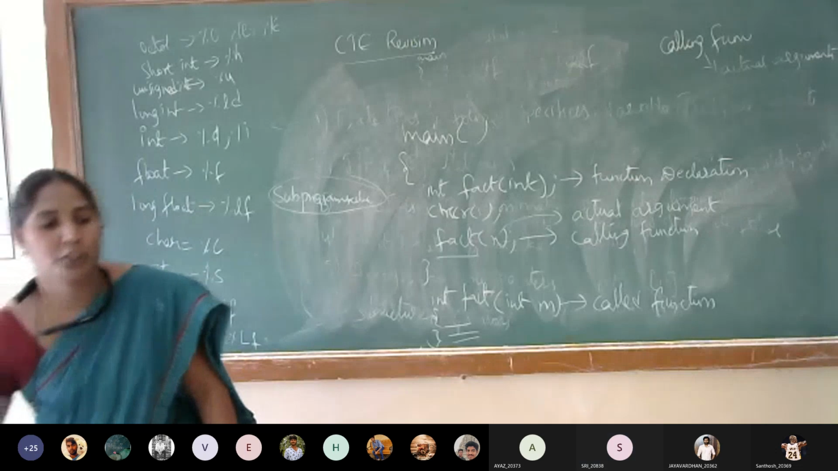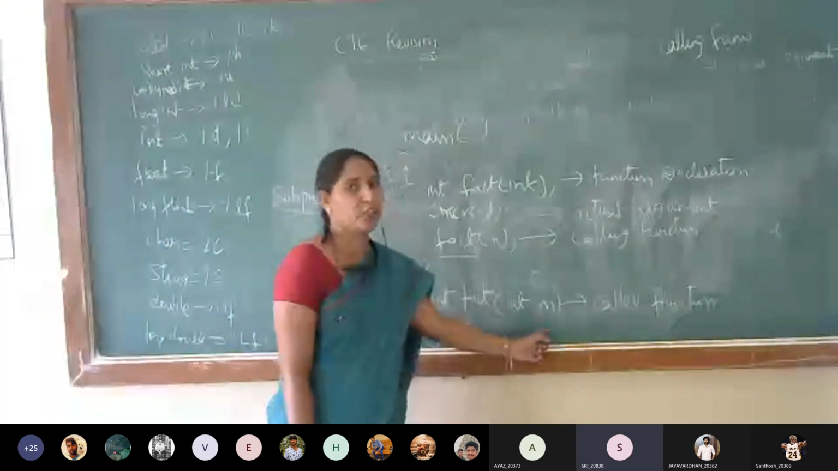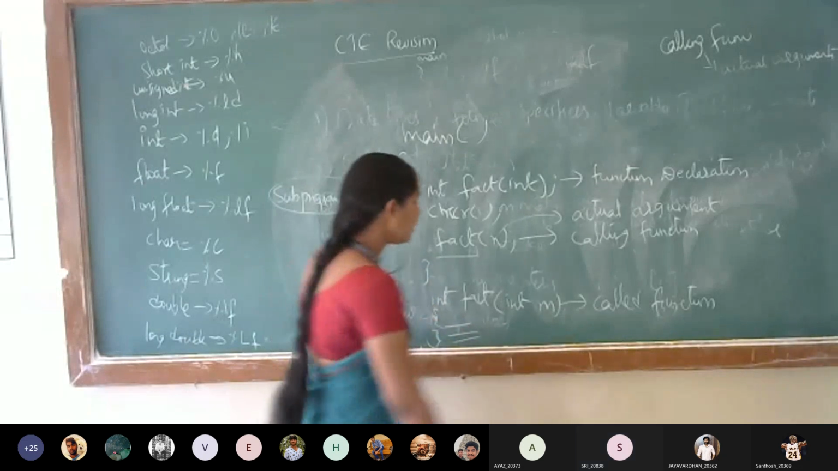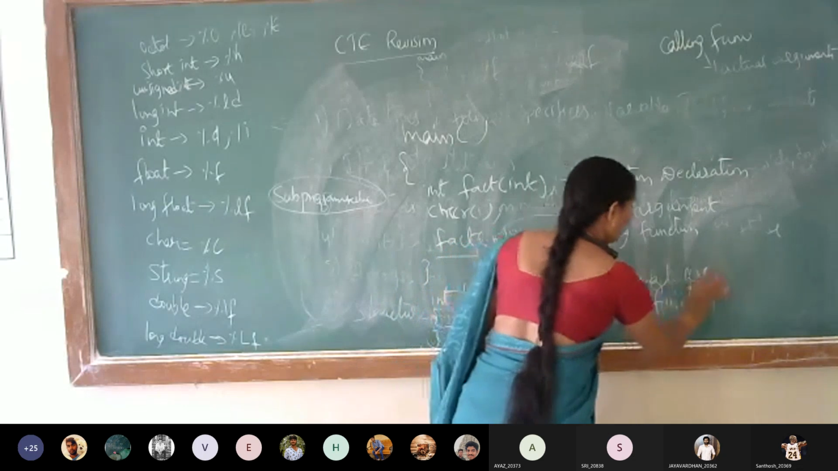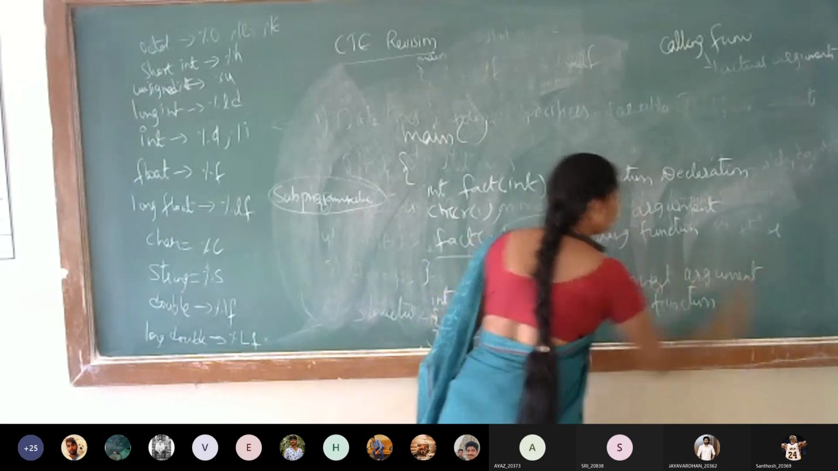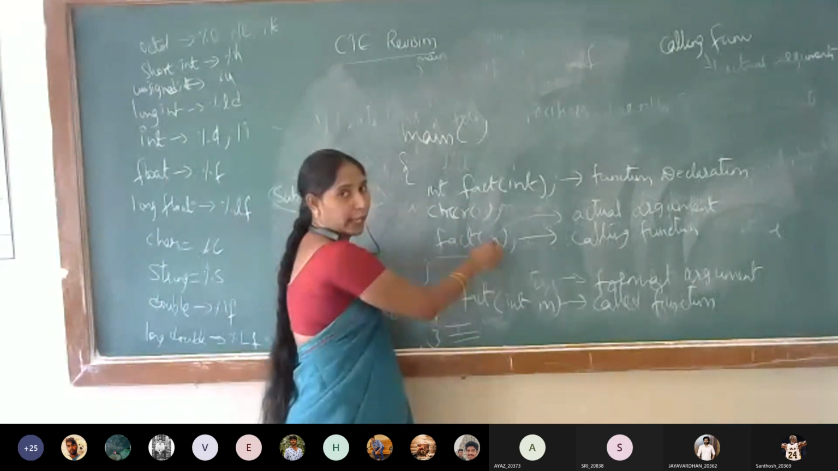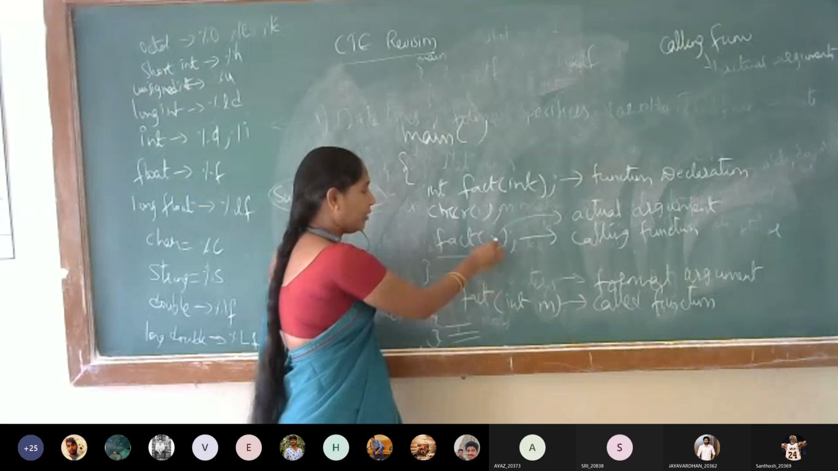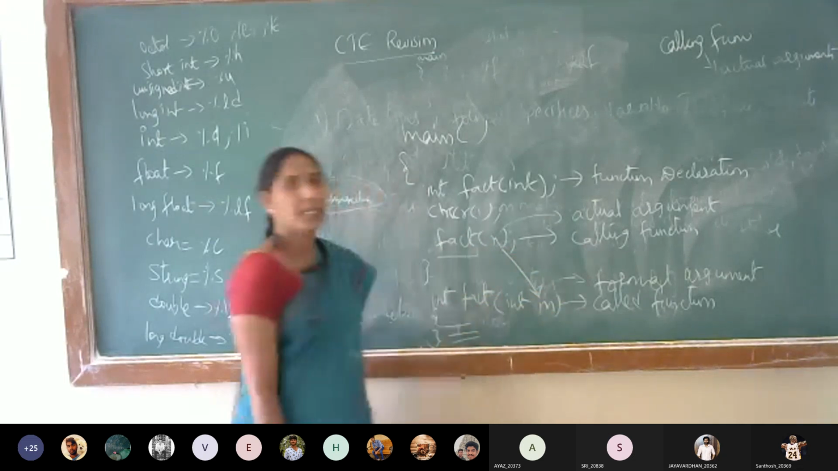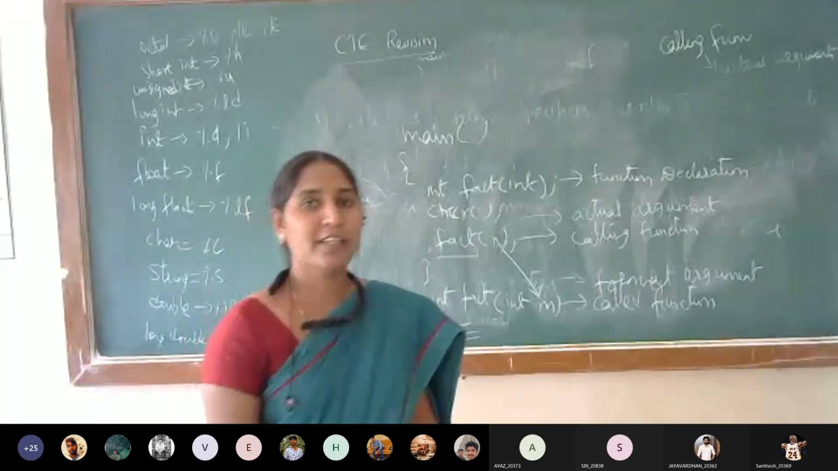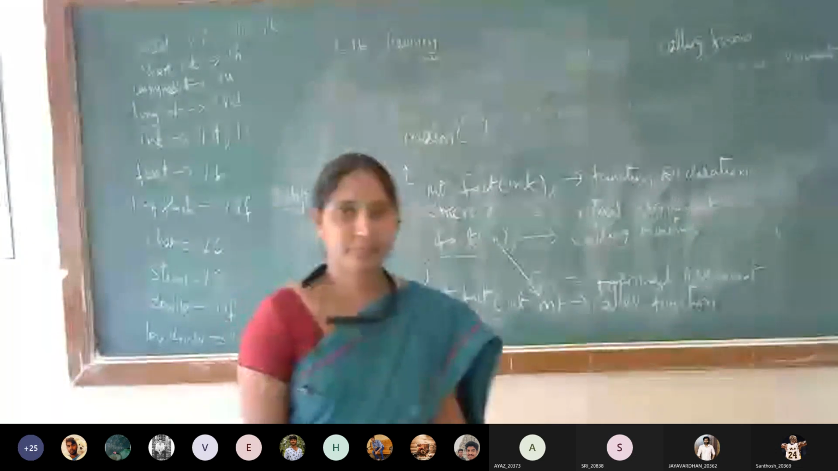Actual argument. Okay, and what are the arguments that you are using in the called function? Formal argument. Yes, good. Formal argument. So whatever value you give as an input to n in the calling function, the same value will be mapped here in the called function section. That means whatever input you give for the actual argument is mapped to the formal argument.